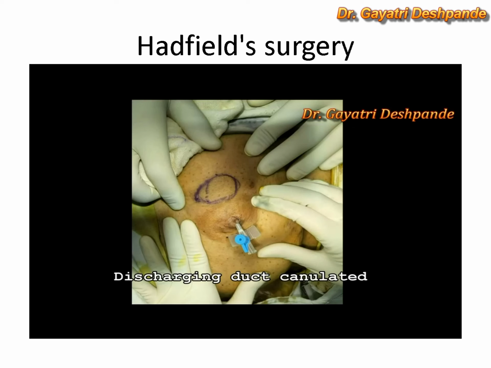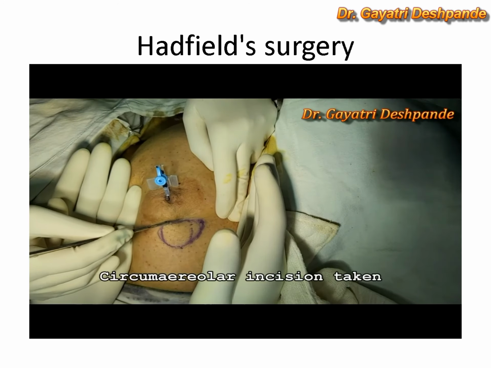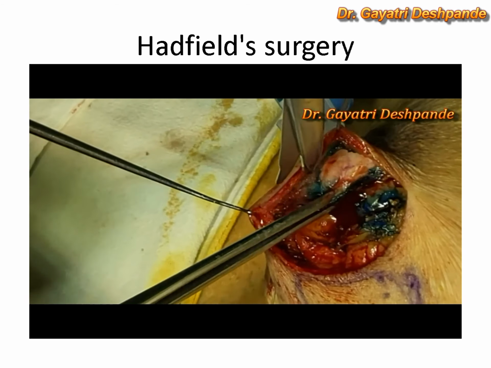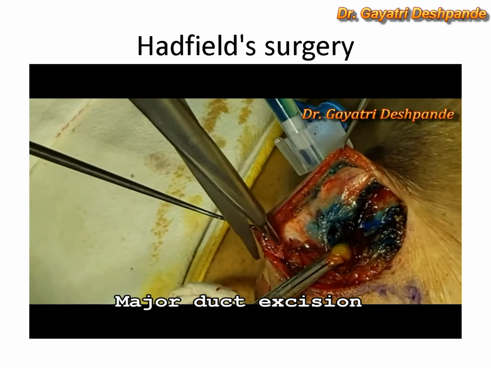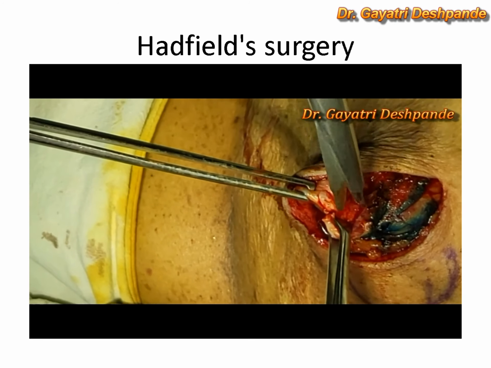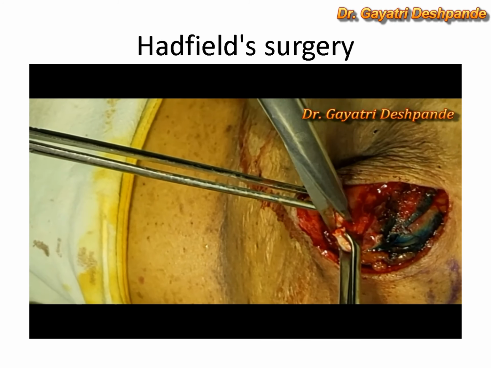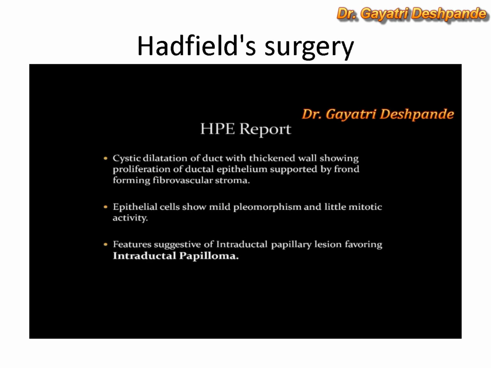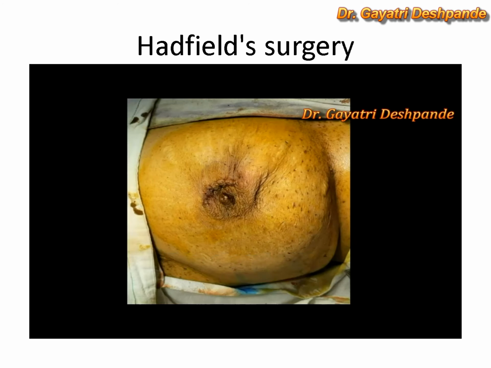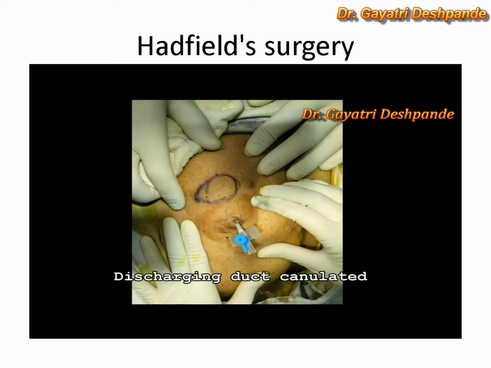When multiple ducts are involved, the Hadfield's or a core excision is required. The discharging duct is cannulated, methylene blue is inserted, a circumareolar incision is taken and the major duct excision is done. The specimen is scored from the nipple carefully. It's labeled and sent for histopathology, which was intraductal papilloma in this case. The skin is closed with subcuticular sutures.